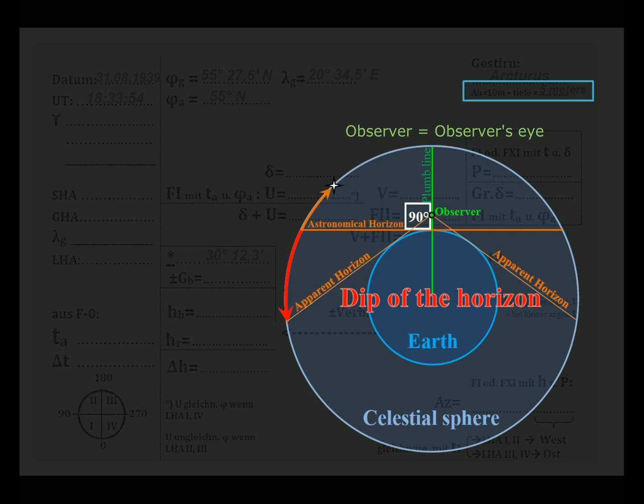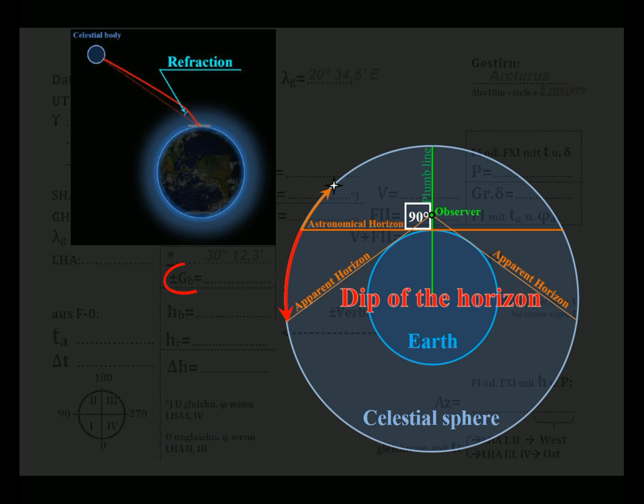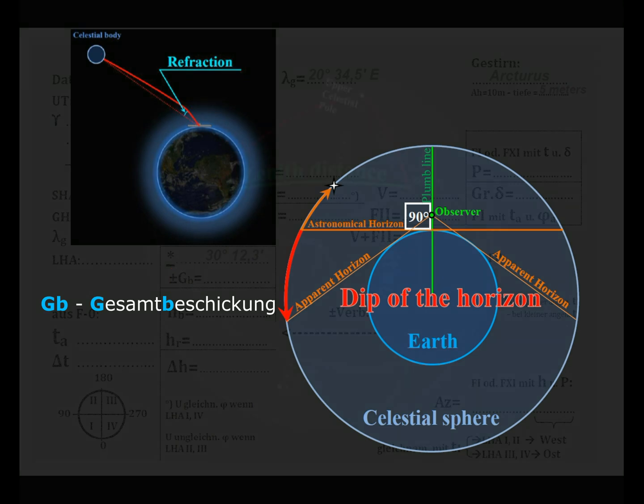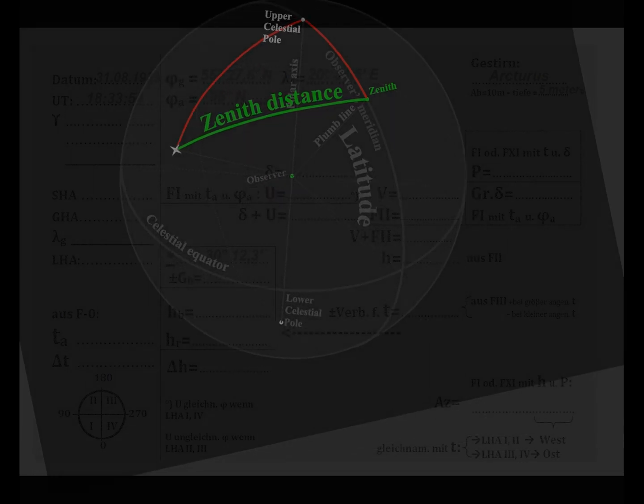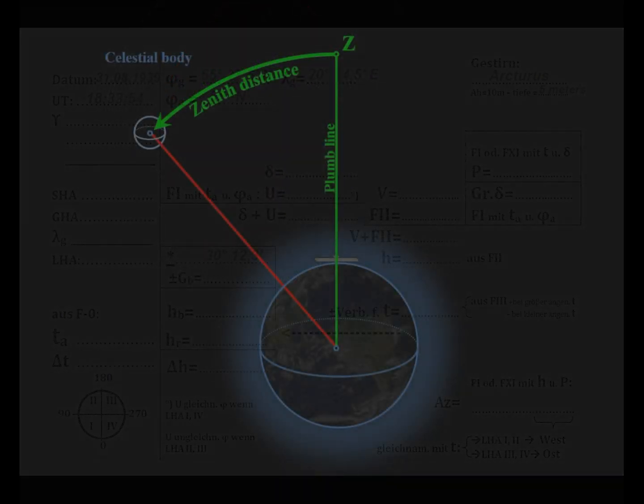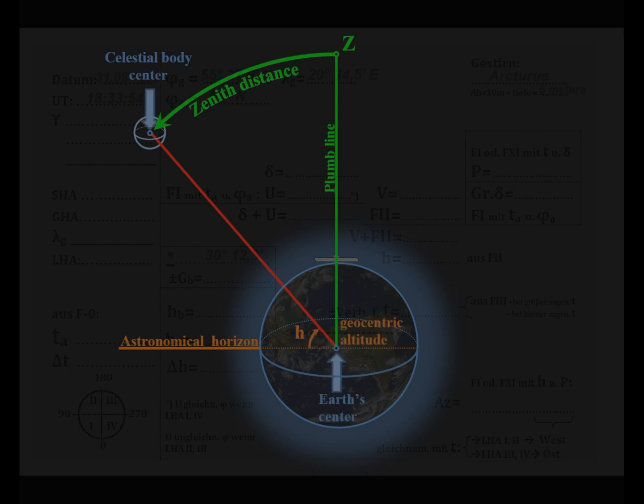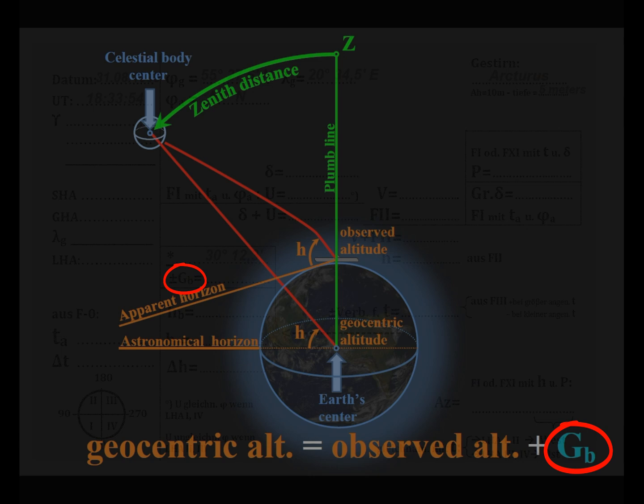Dip and atmospheric refraction values are included in the Gesamtbeschickung, a total correction that must be applied to the observed altitude. As you know, the zenith distance is the side of a spherical triangle. The zenith distance corresponds to the angle the vertex of which is in the center of the Earth, and therefore is a complement to the geocentric altitude relative to the astronomical horizon. For this reason, the solution to the spherical triangle should be based on the geocentric altitude relative to the astronomical horizon, which must be obtained by applying the total correction Gesamtbeschickung to the observed altitude.